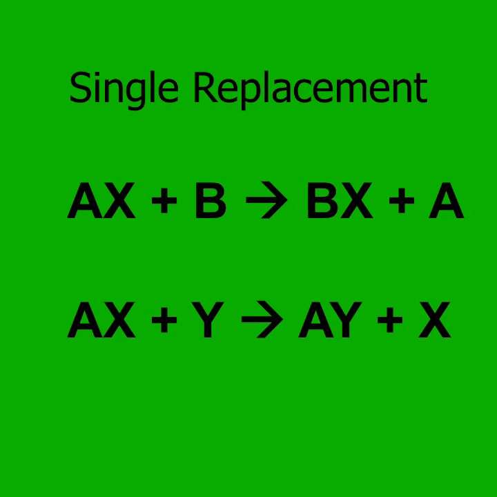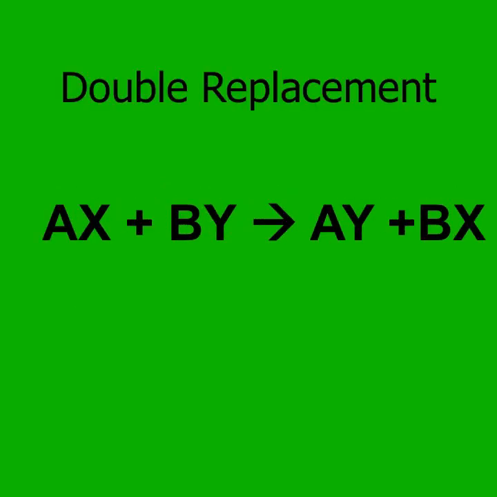Are they balanced? Nope, they sure aren't, so I need to fix the I's on the left by putting a 2 in front of NaI, and the Cl's on the right by putting a 2 in front of NaCl, and lo and behold, that fixed my Na's as well. Okie dokie, so we only have 2 more types.